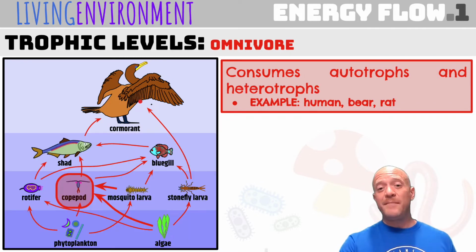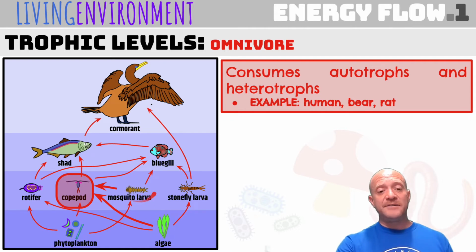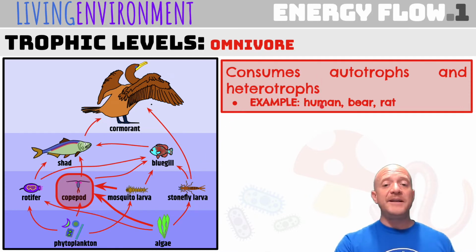But one thing we didn't mention is an omnivore. Omnivores consume both autotrophs and consumers. This copepod is eating the algae, notice the arrow. It's also eating the mosquito larva. Because it's eating an animal and a plant, or a consumer and a producer, it is considered an omnivore. Common examples include humans, bears, rats.